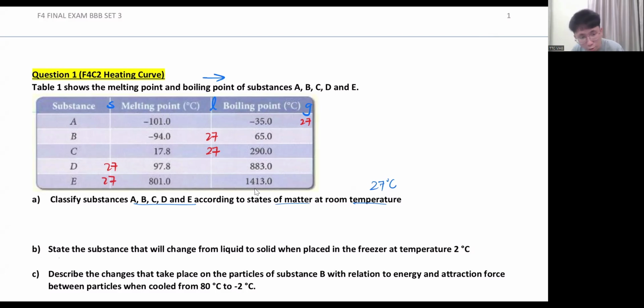So what you can do is categorize, you can just classify. We can put something like this: solid will be your D and E, liquid will be your B and C, and gas will be your A. Okay guys, in the exam you can legitimately write like this. But if you're scared, you just write in sentences. You say, oh, substance A is a gas, substance B and C are liquids, substance D and E are solids. Like this also can, okay. If you're afraid, but I will say this is fine.